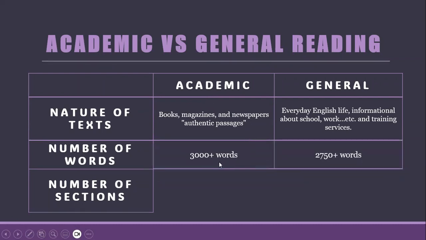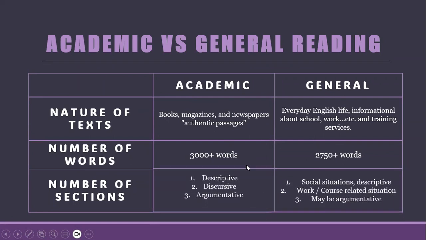Also, the number of words differs, most of the time. For example, when you're taking the academic test, every text is going to be almost 3,000 words or more, and 2,750 for the general. And the number of sections is going to be the same, 3 sections. But again, the nature of the texts is different. The general texts are easier, and you're going to be more familiar with them.